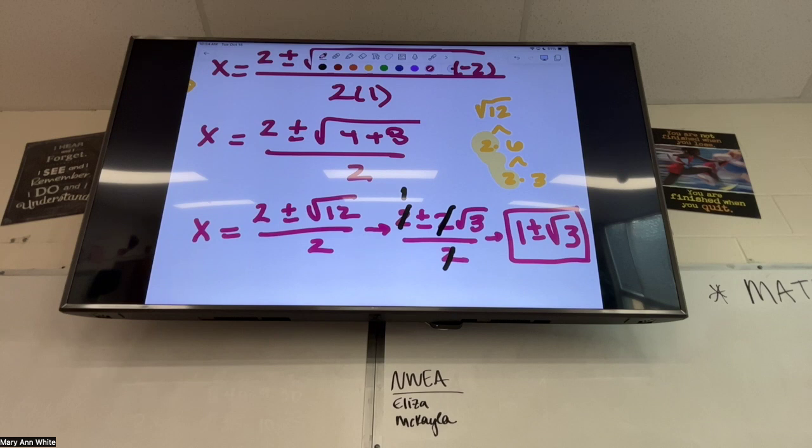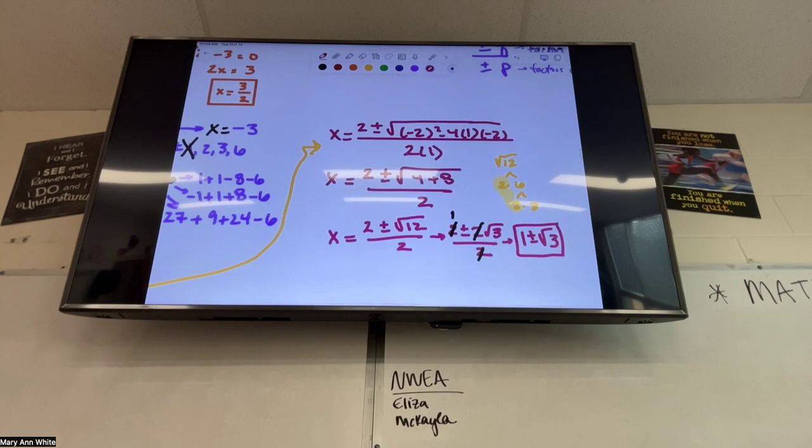So -3 we got from doing our PRRs, and then from doing our quadratic formula, I get 1 plus or minus root 3. And I'm going to list both of those zeros together somewhere, because that is ultimately what they asked of me. This is what the question wanted to know. What are my zeros?